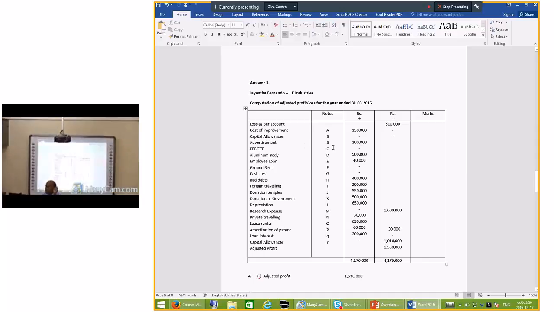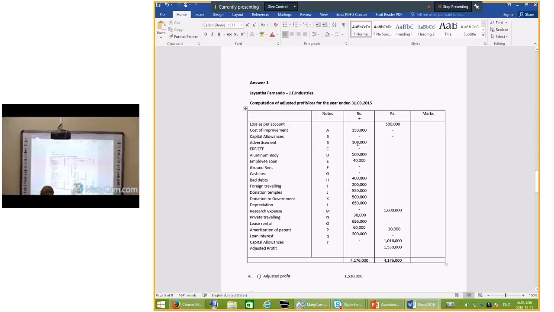Say the advertisement again. We got 680,000, of which 280,000 is the allowable deduction. The actual advertisement is 400,000, and we disallow 100,000. EPF is allowable, with no adjustments. But we still allocate marks. Why? We are evaluating the knowledge. The candidate must know whether it is allowable or not allowable.